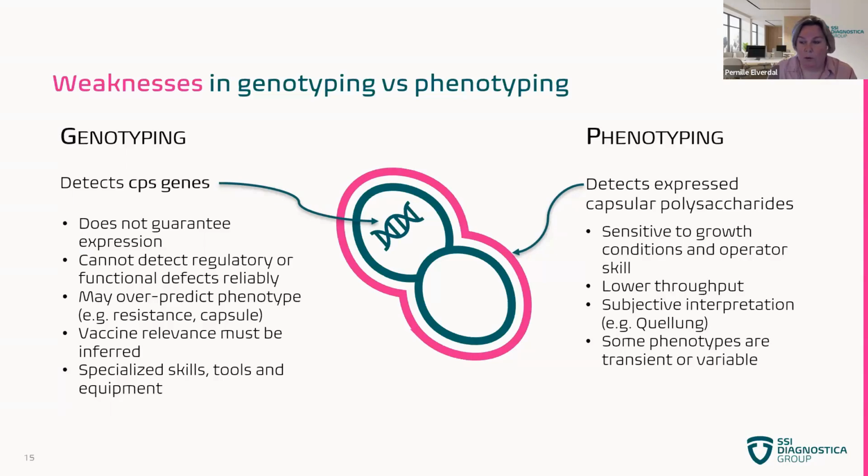It has a lower throughput. It's subjective interpretation, so if you're not good at looking in the microscope, it can be hard to interpret. And some serotypes can be variable and transition during your growth patterns.